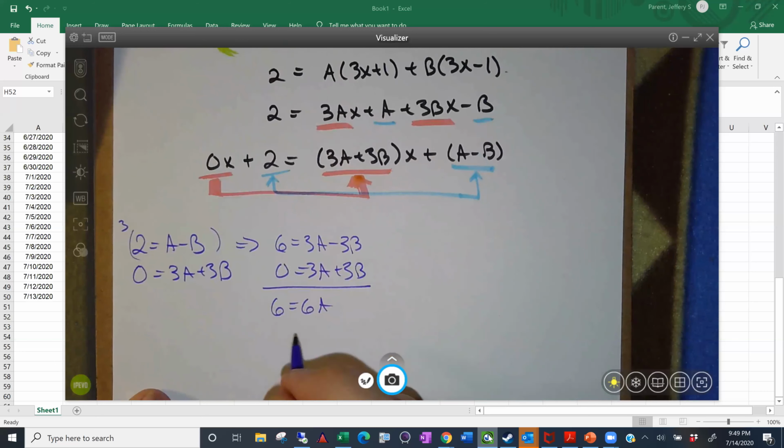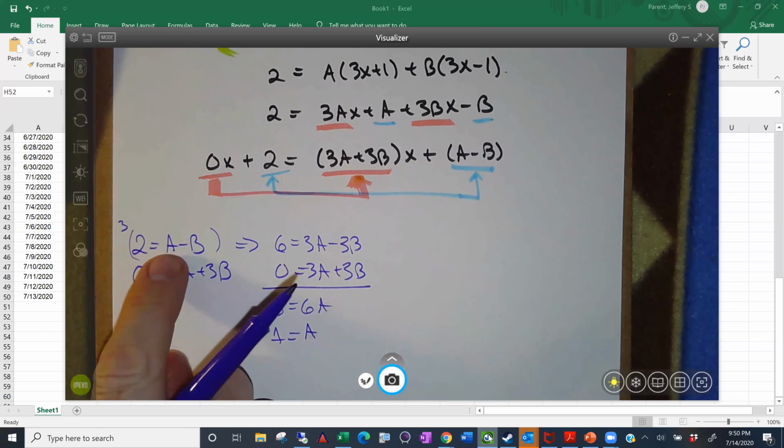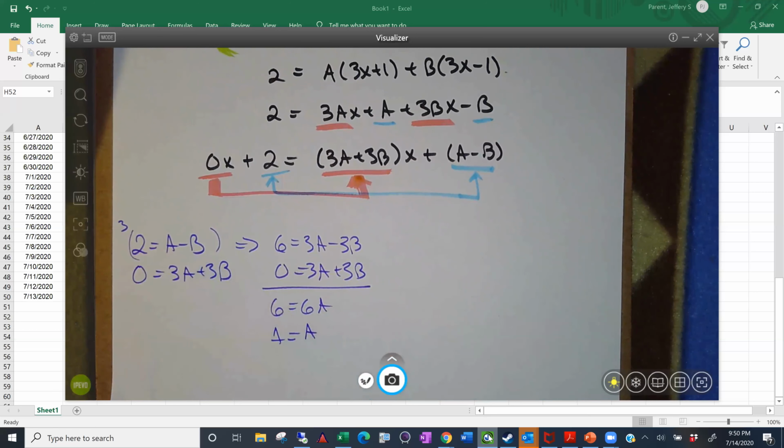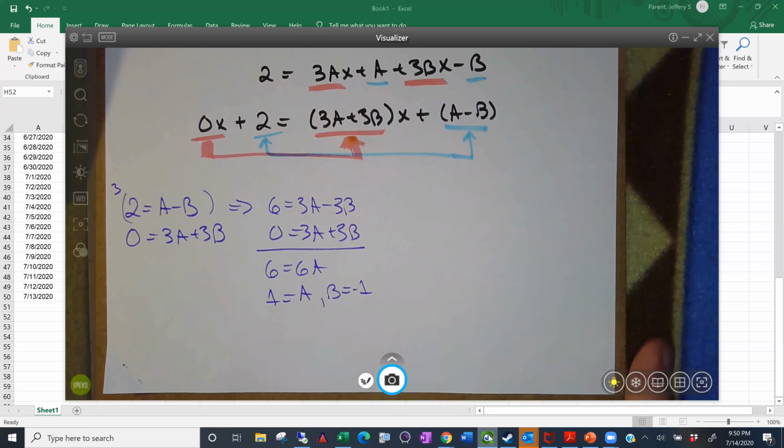And hey, guess what that means? That means a equals 1. And if I substitute a equals 1 in here and solve, then I end up with b equals negative 1. So b equals negative 1. Great. Well, that was a lot of work to get those numbers. We'll see if we can't make that a little bit quicker in the future.